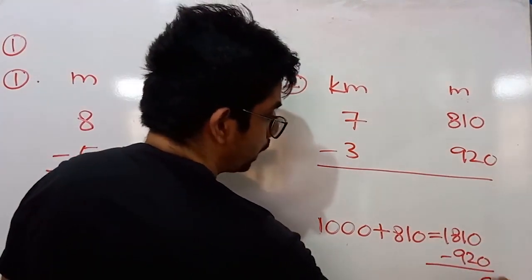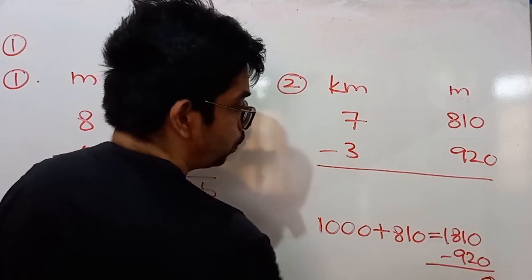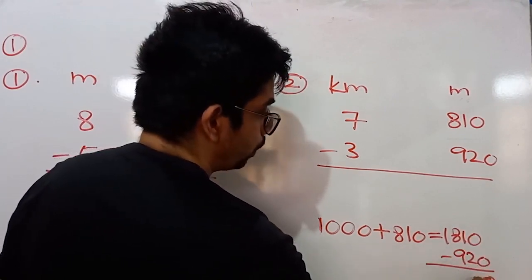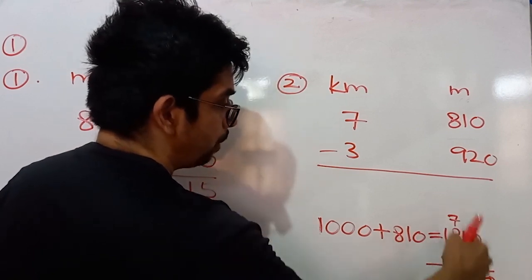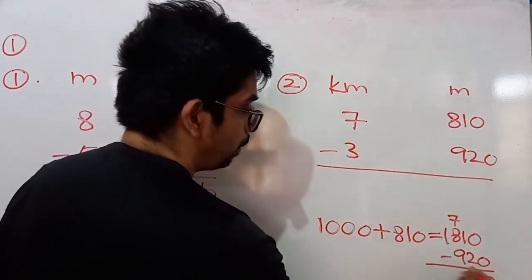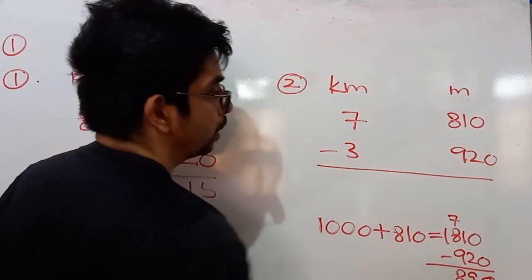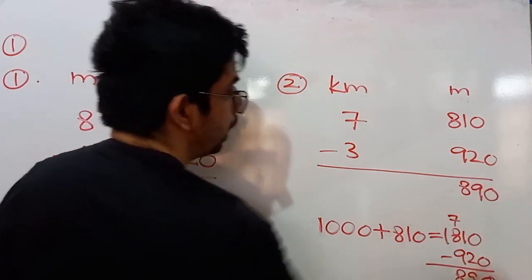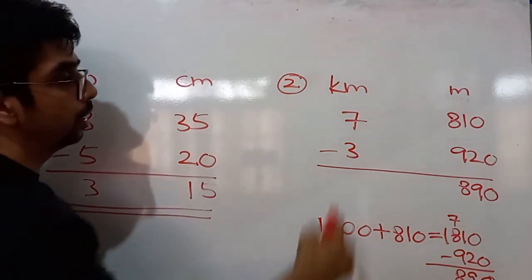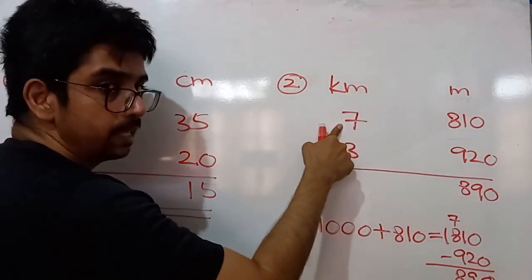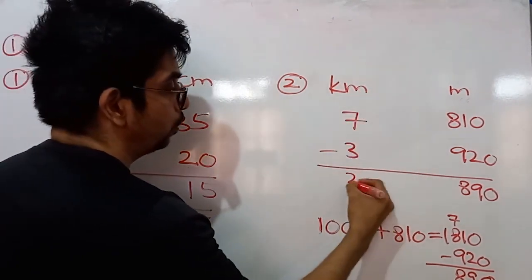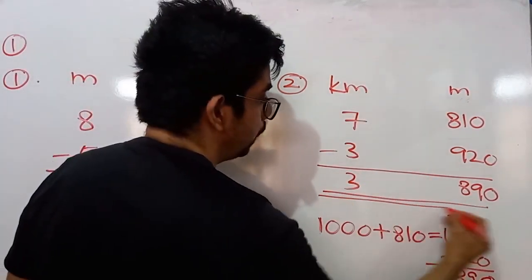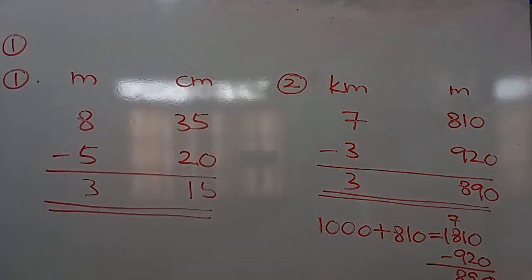0 minus 0, we get a 0. 1 minus 2 we can't do. 11 minus 2, we know that's a 9. So here the remaining number will be 7. 7 minus 9 we can't do. 17 minus 9 we know that's 8. So here it will be 890. Now we have 6 kilometers, since we gave 1, the remaining is 6. 6 minus 3 is 3. So this will be the answer: 3 kilometers and 890 meters.